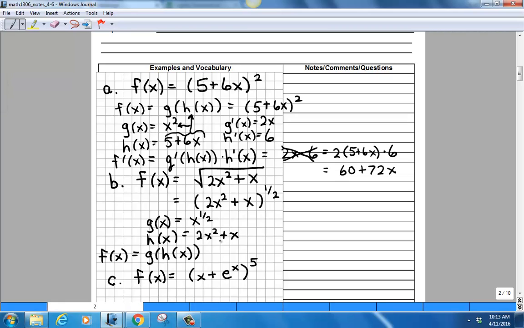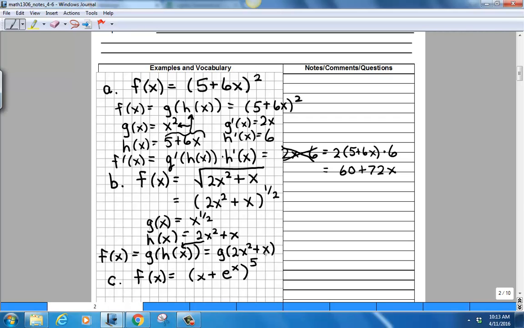So now let's test this and see what happens when we compose these two functions. Let's see if we get the original function for f back again. All right? Well, let's see. What's h of x, again, according to what I wrote here? So I'm going to plug this in for h of x. That's 2x squared plus x, right? So I'm just going to write 2x squared plus x.